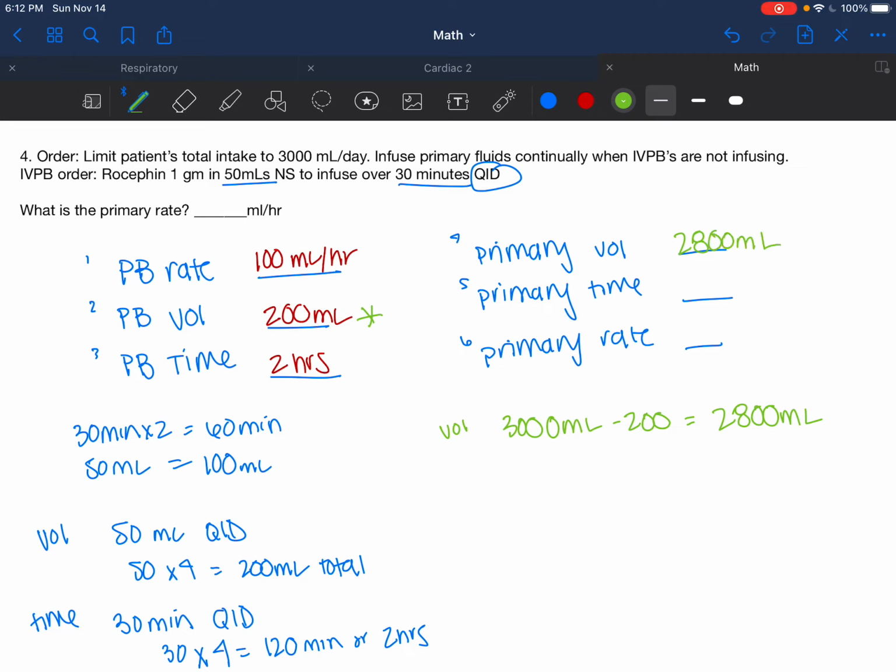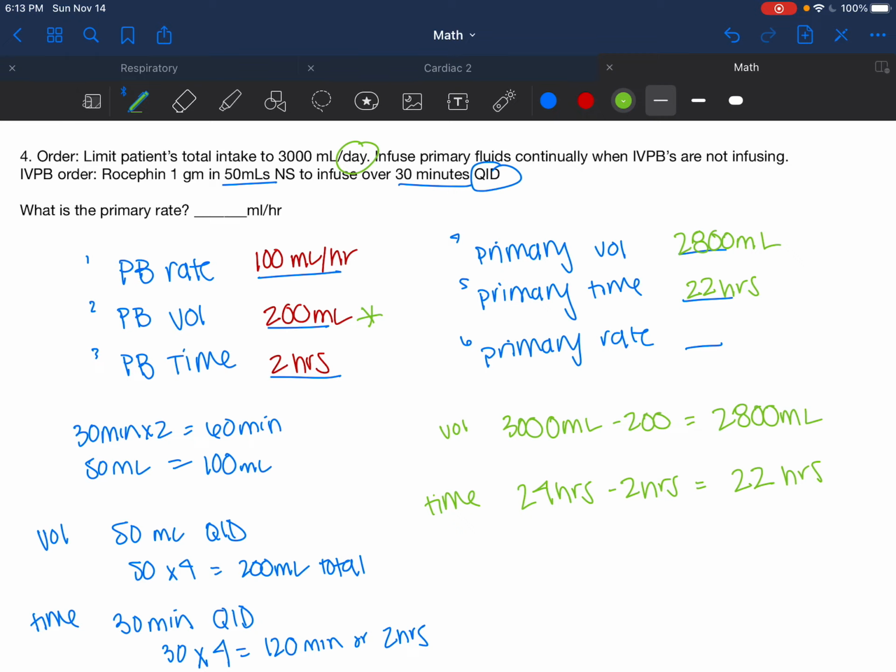Now, same thing for our time. We are going to take our total time, which it says per day. So our total time is 24 hours. Then we just calculated that our piggyback is going to take 2 hours. So we're going to subtract that. And so our primary infusion will be going for 22 hours out of the day.